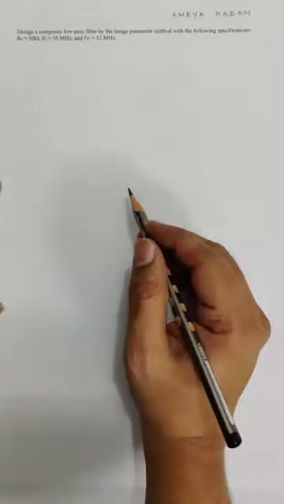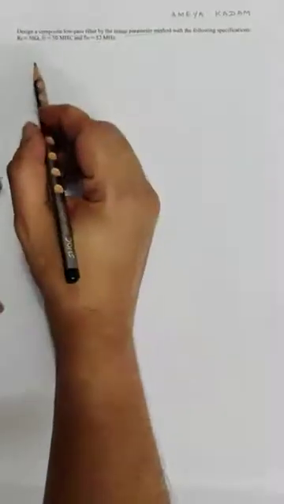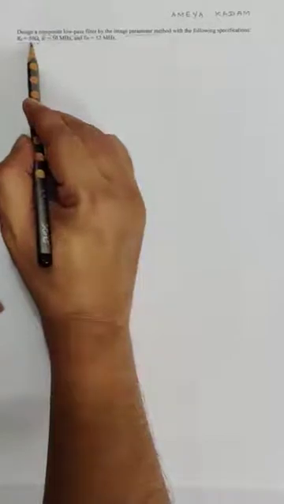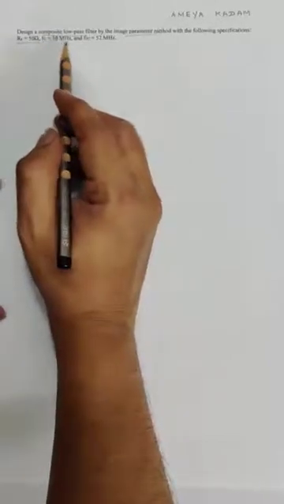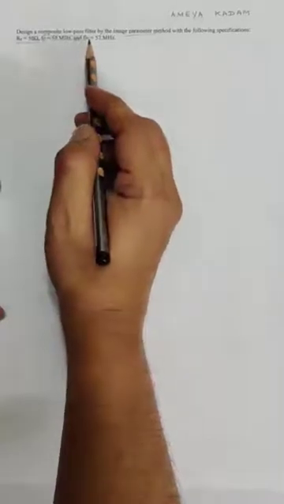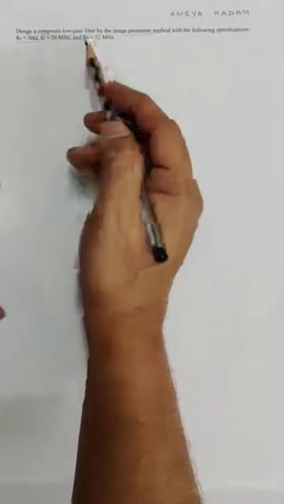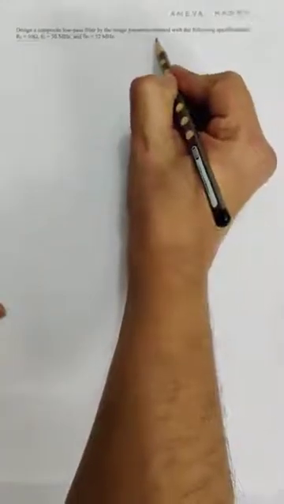In this lecture, we will see one more numerical on composite low pass filter using image parameter method, and the specifications are given. R0 is 50 ohm, FC is 50 MHz and F infinity is 52 MHz. So this is a low pass filter.